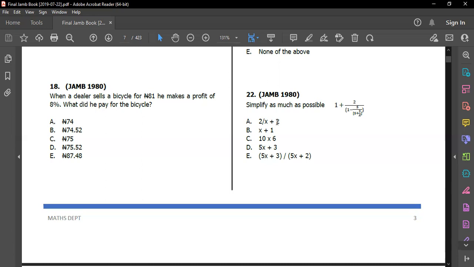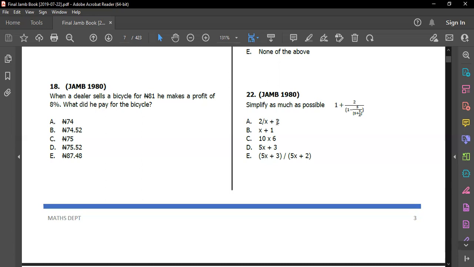So you have 1 plus 2 all over, you have to be very careful, into bracket 1, that's 1 minus 5 all divided by, then you have 5 plus 2 over x. 5 plus 2 over x. Yeah, that's all you have there. And then this one is covered this way. So like I said you are going to start from this part. You don't start from up, you start from down.